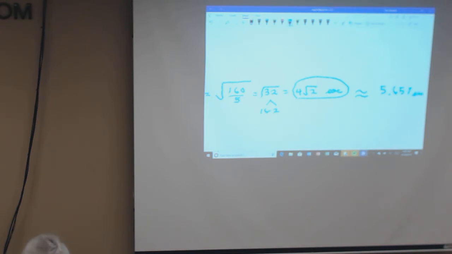Because generally we don't walk around thinking, what's 4 radical 2 seconds? See, we don't think in radicals. So if you're trying to get a real fix on it, you take the square root of 2, approximate it, take it times 4, and it's about 5.5 seconds.